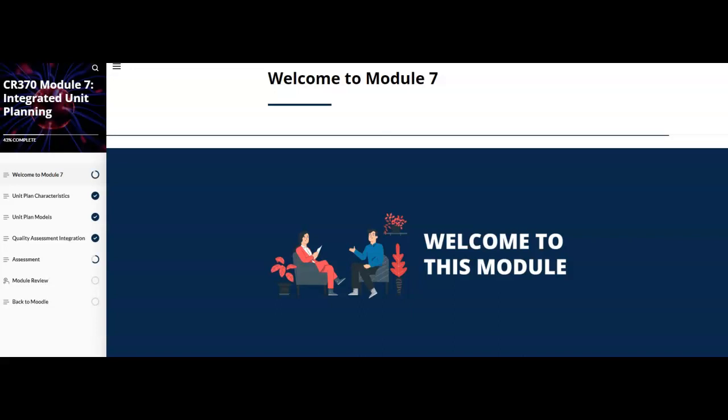Welcome to Module 7. This little fly-through gives you a bit of guidance about where we're heading in this module. It's almost a culmination of some of the things we've talked about in terms of planning prior. So we're going to be looking at unit plans and unit outlines.